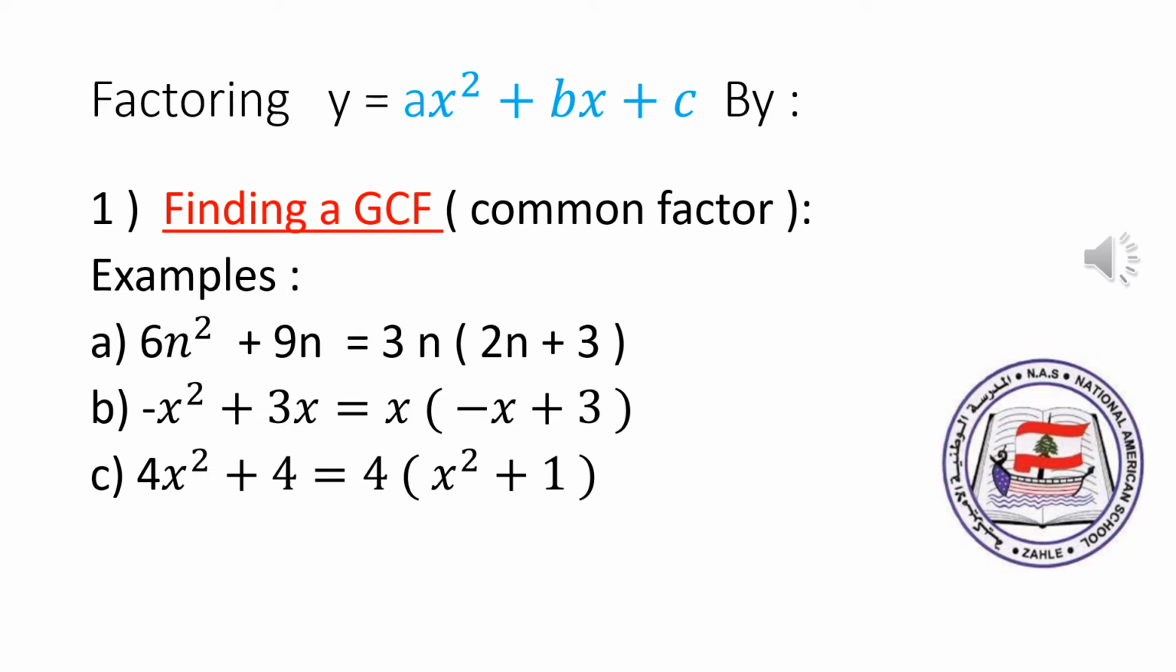Example 2, if we have minus x squared plus 3x, we don't have a common divisor in this expression, so we have only a common variable x, and the factorized form will be x into minus x plus 3. And finally, if we have the expression in the form 4x squared plus 4, the common factor is only 4, and the expression is in the form 4 into x squared plus 1.